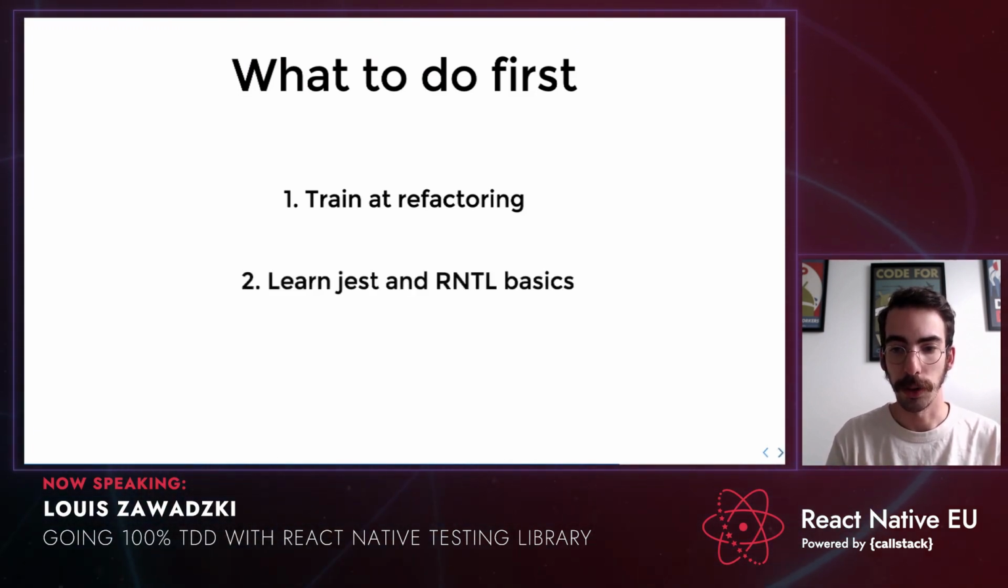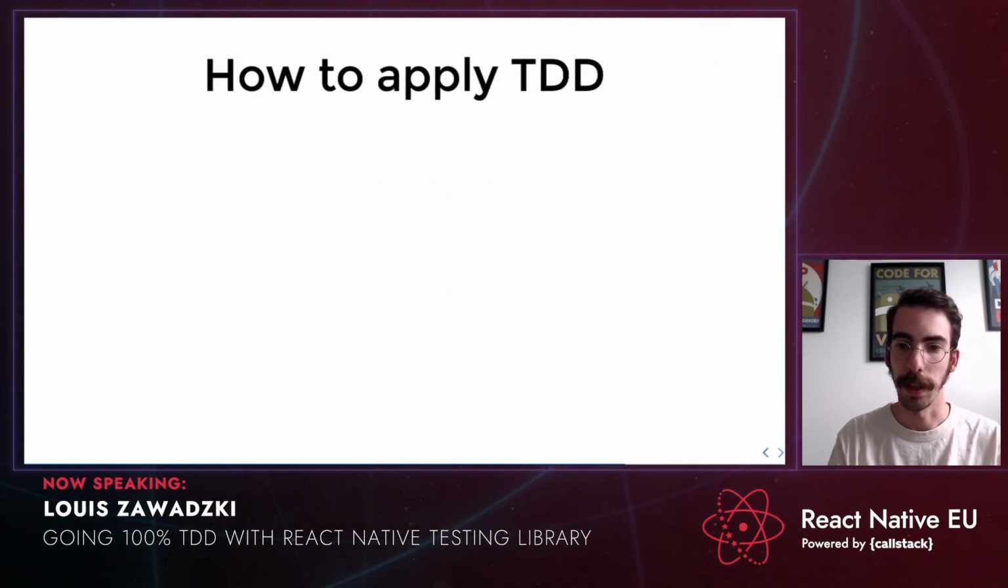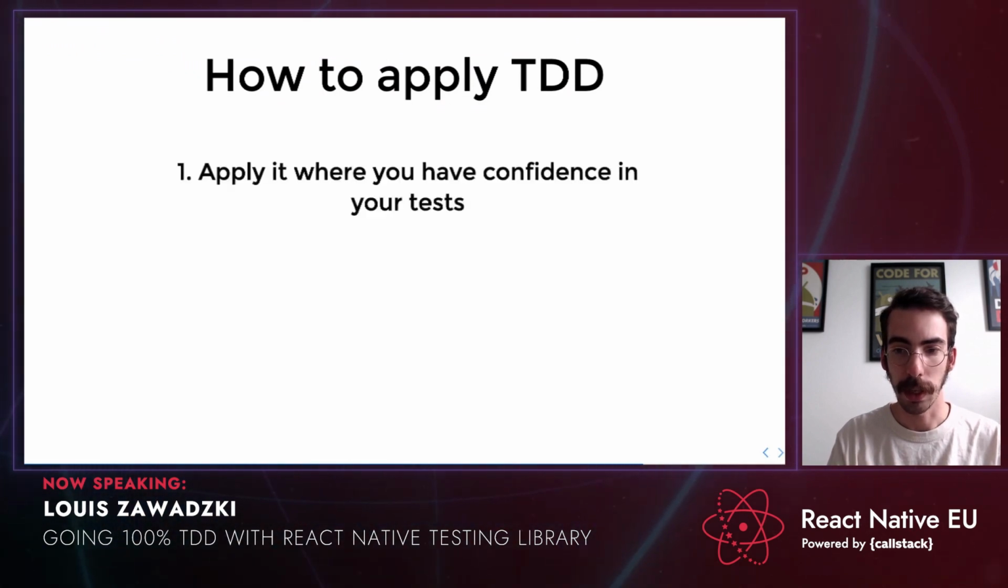Then you should also know how to use Jest and React Native Testing Library before starting TDD. Otherwise, it's going to be a lot to learn at once. Then, when you want to apply TDD, you should start by doing it where you have confidence in your test, where you already know how to test the feature. That way, in the green phase, if your test is still not passing, you're sure that it's not because of your test and it's a real bug. Otherwise, it's going to cost you a lot of time.